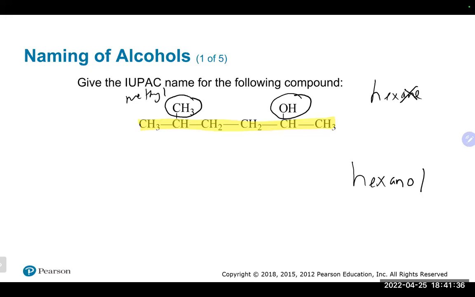And I do need to give the location of that OH group because it's more than 3 carbons. Where is that OH group? Which way should I number? Left to right or right to left? We should number, in this case, to give the OH the smaller number, right to left. So with the OH group, it takes the priority. So we do want to go right to left. Otherwise, obviously, if we went left to right, it would be a much larger number. So this is 2-hexanol, 2 for the location of where the OH group is at.